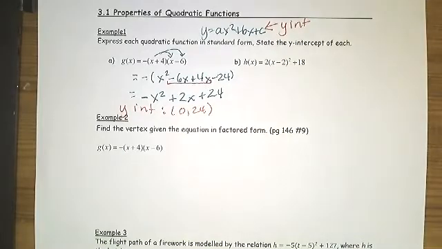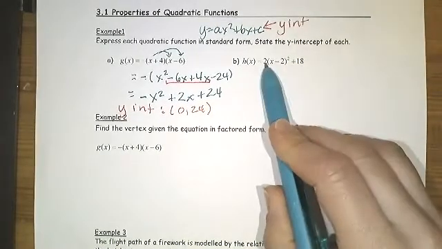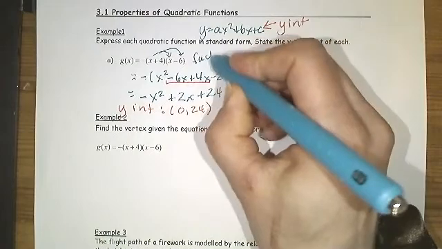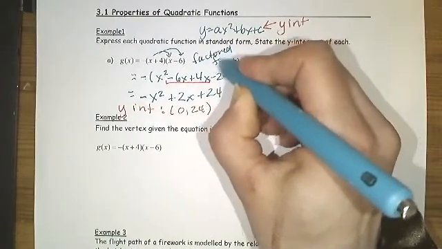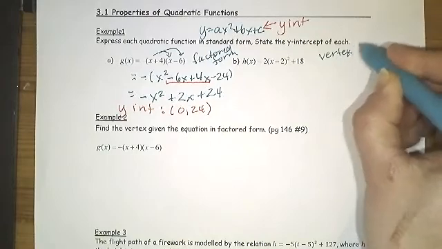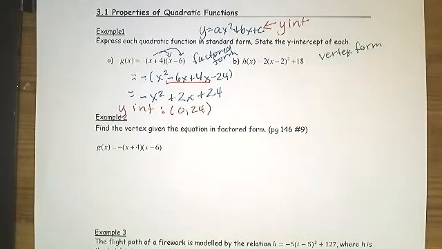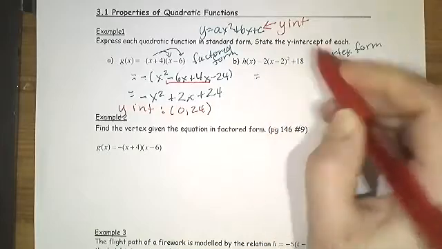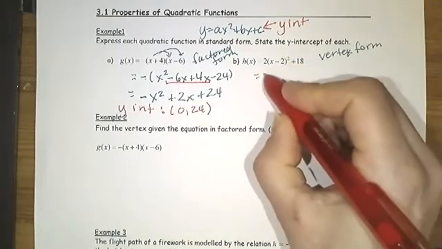Let's try an example where it is in vertex form. So this was in factored form, and we have an example here, this one's in vertex form. So we're going to do the same thing. We're just going to rewrite, removing the brackets and expanding.